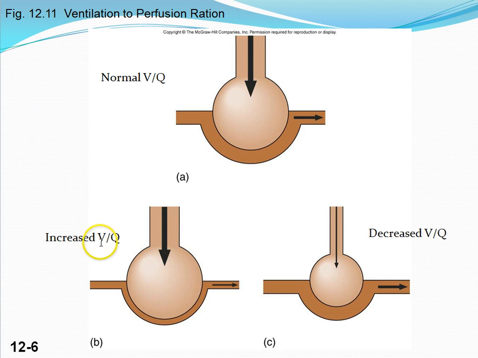These differences in VQ ratios are illustrated in this picture. The top picture represents a normal ventilation to perfusion ratio. In B, there is an increase in ventilation, but notice that the blood flow going to the alveoli is much lower than normal. This would cause a decreased VQ ratio, which could lead to cyanosis. Here, ventilation is decreased, but the blood flow through the alveoli is normal. This would cause a decreased VQ ratio, also leading to cyanosis.